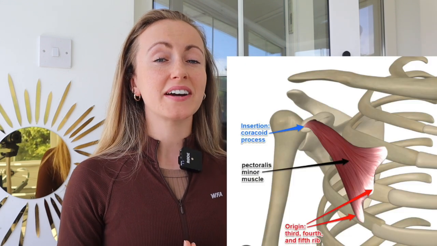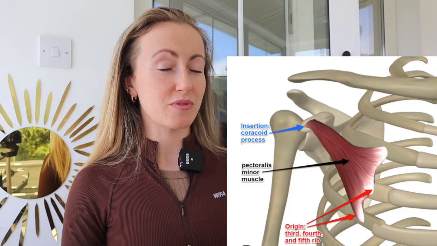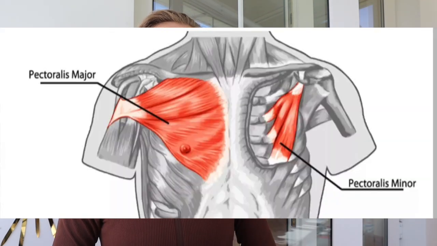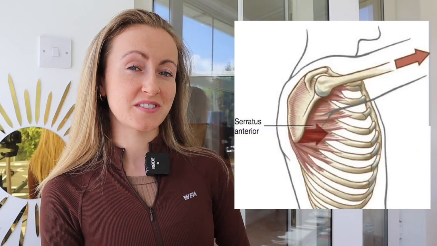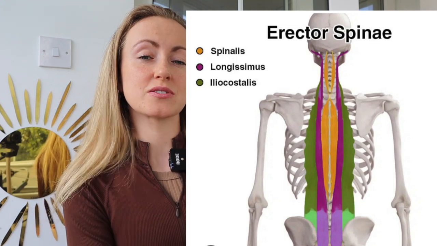Other accessory muscles of breathing are your pectoralis muscles. Pec minor has an origin in your rib cage and it inserts into the coracoid process of your scapula, also known as your shoulder blade. Your pec major muscle is also involved. Your serratus anterior, which as you can see attaches to the top 8 ribs. Your erector spinae muscles, which run all along your spine, are also accessory muscles of breathing. All of these muscles are going to assist in opening the ribcage out and relaxing to allow it to contract again.